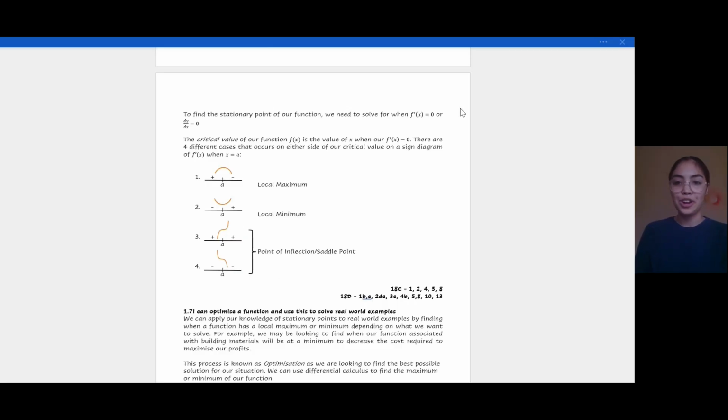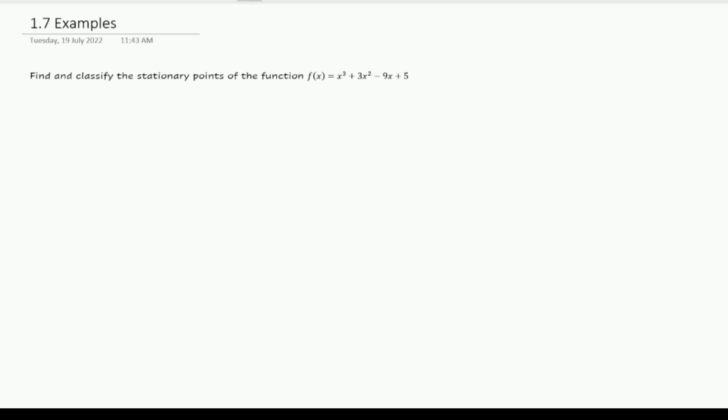Next, we're going to be going through a few examples in your booklet, but I do encourage you to try these questions yourself first before watching me do them, as it will really benefit your learning.